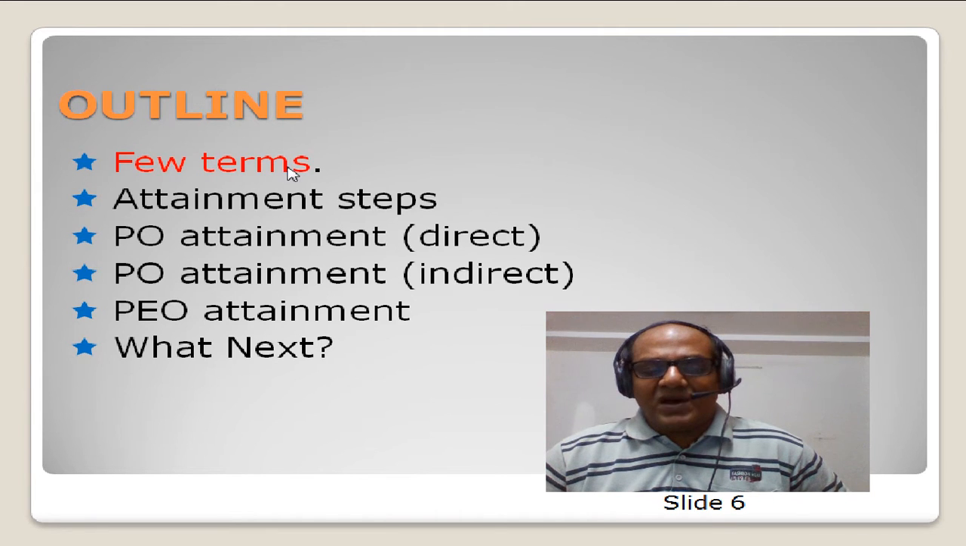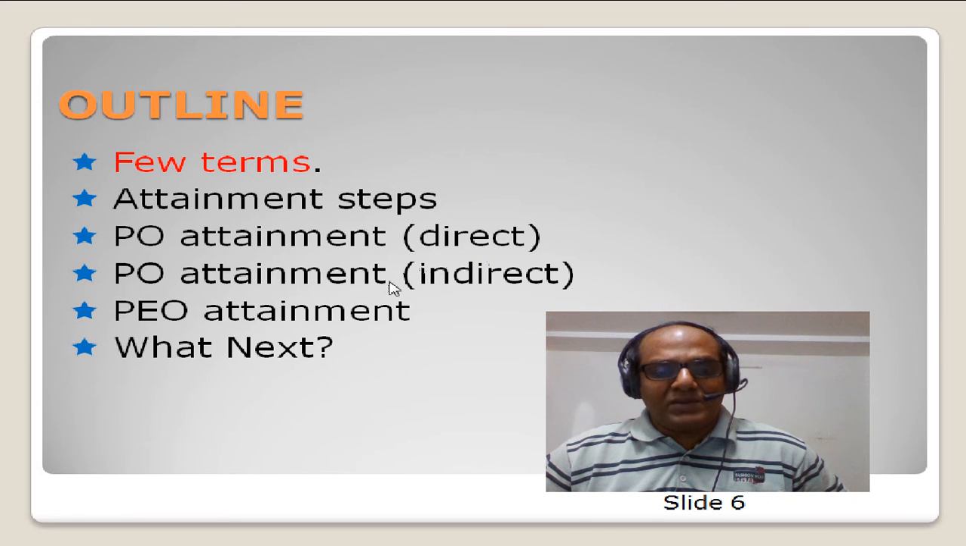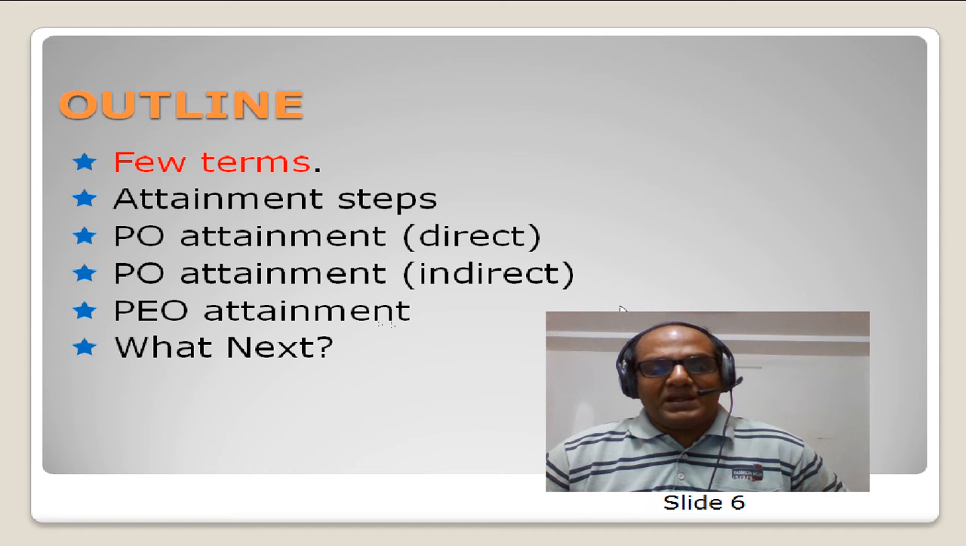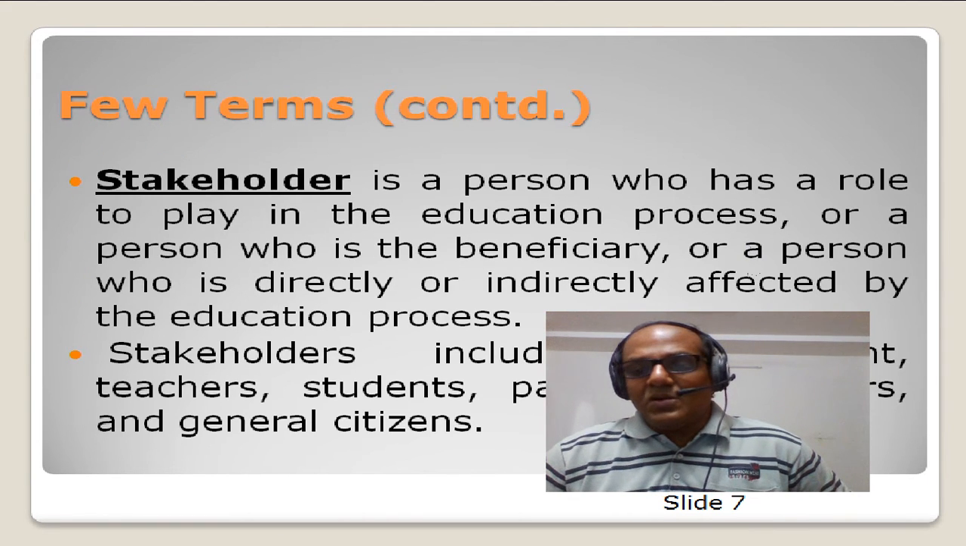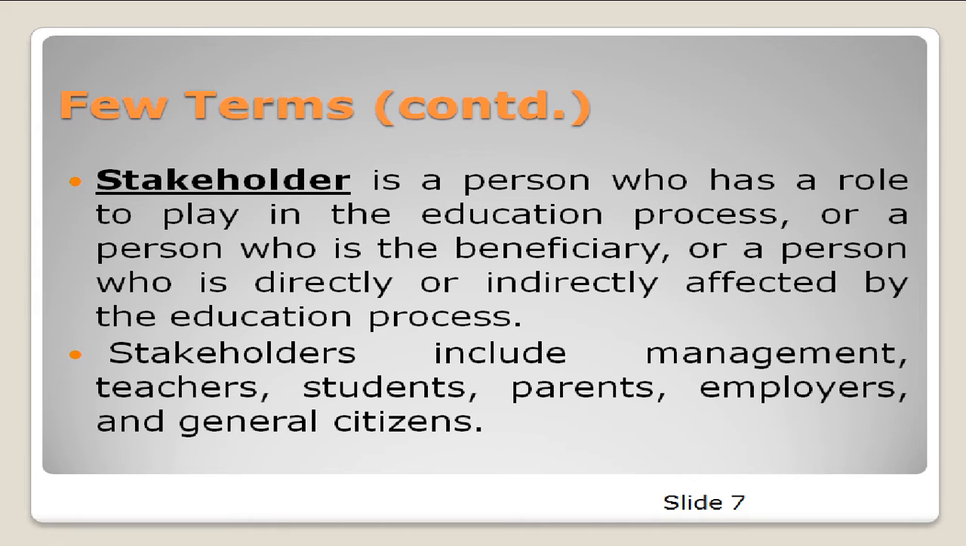We'll try to define a few terms, and then we'll see what the attainment procedure is per se, then direct PEO attainment, the direct method of calculating PEO attainment, the indirect method of assessing, then PEO attainment, and what next. That is the next step that we need to undertake. Okay, with this we'll define a few terms.